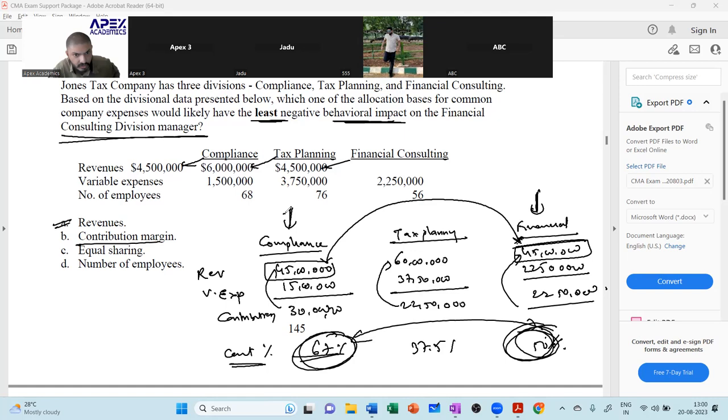A higher allocation of cost here and a lower allocation of cost over here. It is not negative, but overall it is an unfair thing. Why should you share it equally? Everybody's profits and everything are different. Sharing equally does not make sense. But take a look at this. Financial consulting has the least number of employees. If I say allocate fixed cost based on number of employees, it will be most fair to financial consulting. It will have the least negative impact for them.